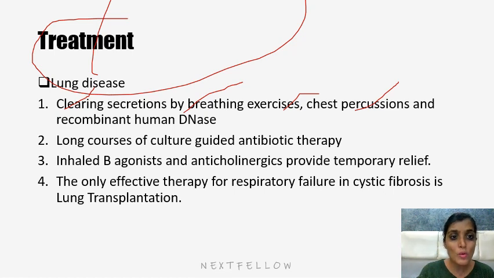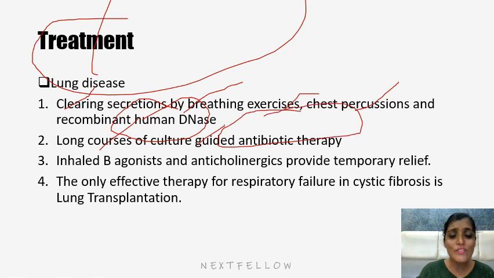For that, you can give long courses of culture guided antibiotic therapy. It is very important to send culture. Culture guided is very important. Inhaled beta 2 agonists and anticholinergics provide temporary relief.